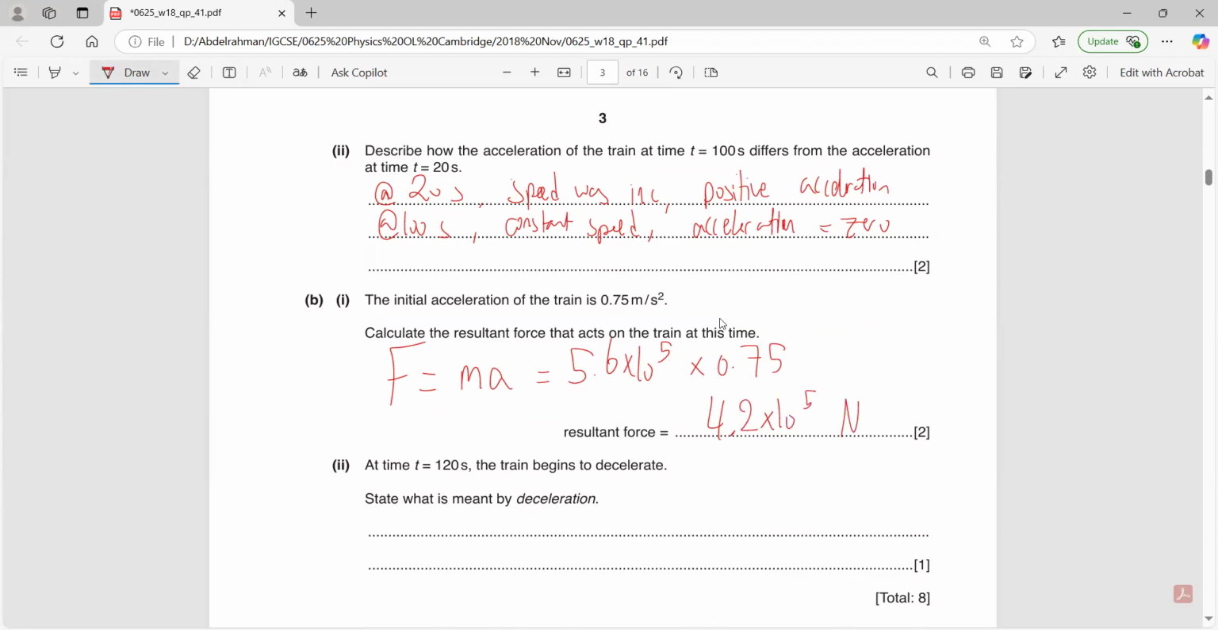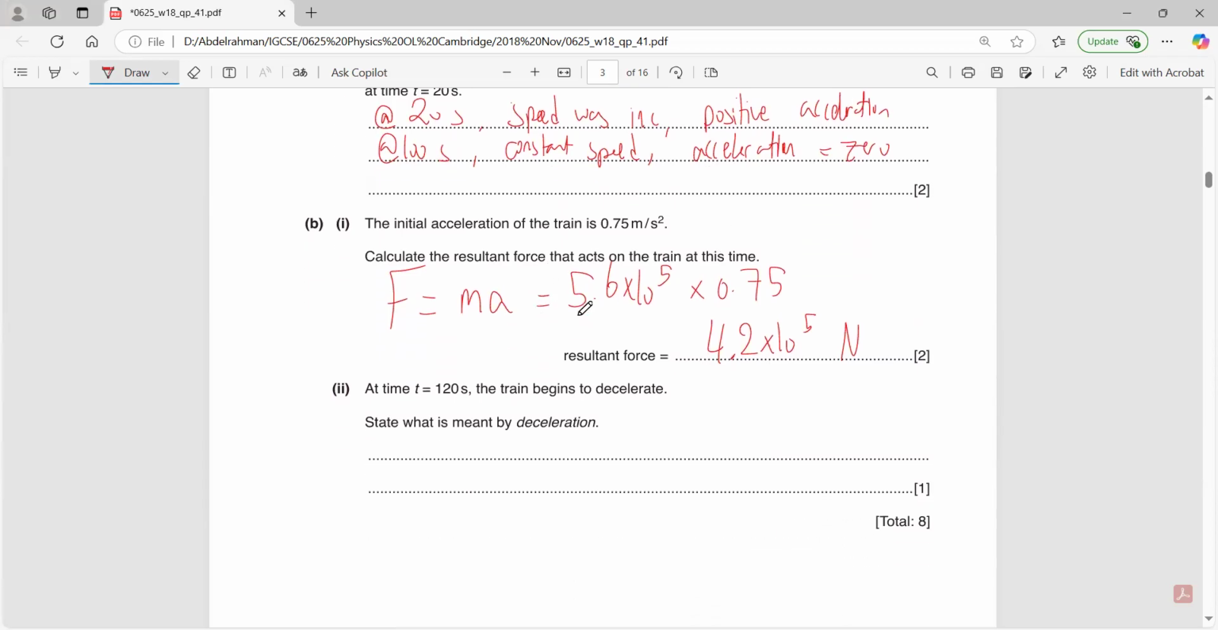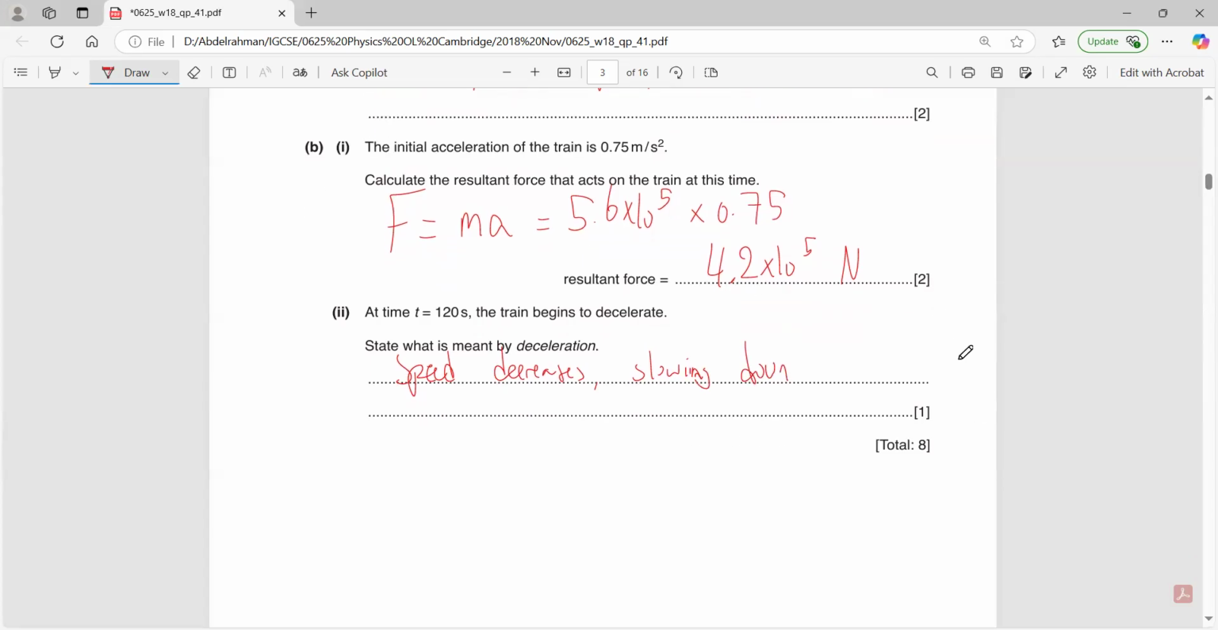At time 120, the train begins to decelerate. What does it mean? Deceleration means that the speed is decreasing. It is slowing down. Negative acceleration.